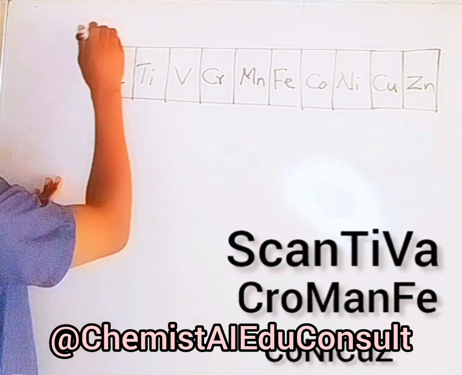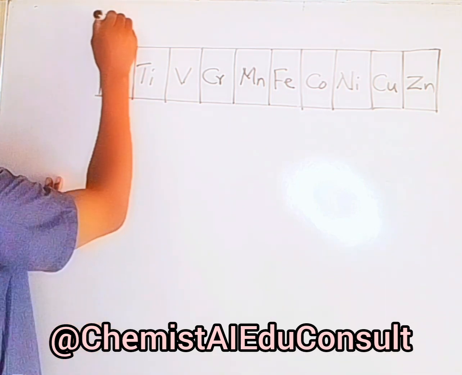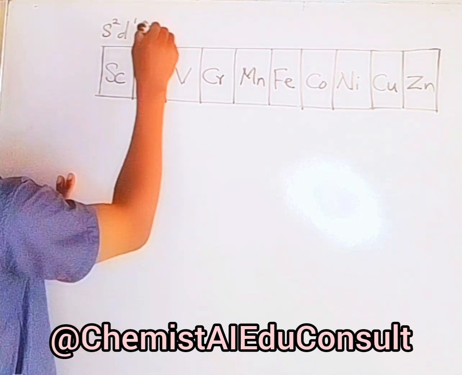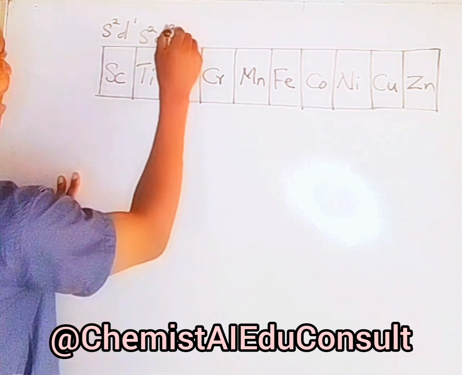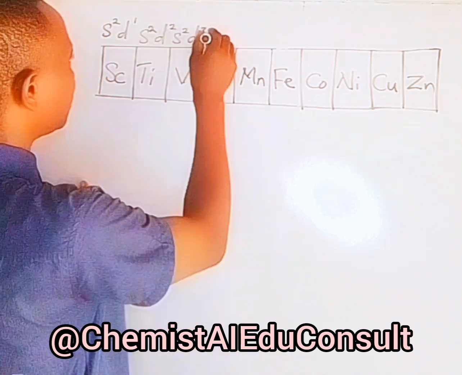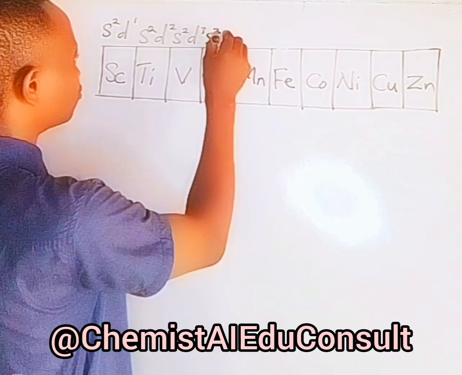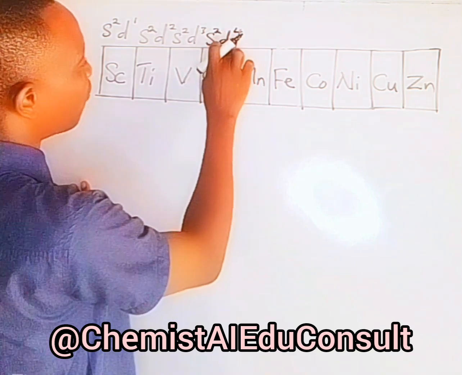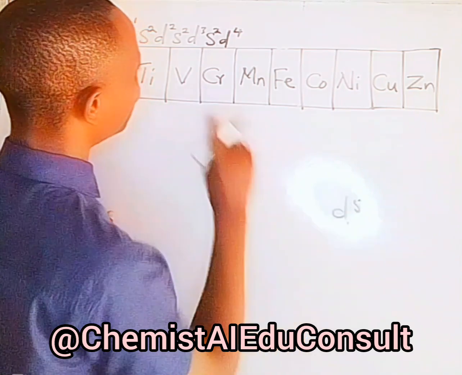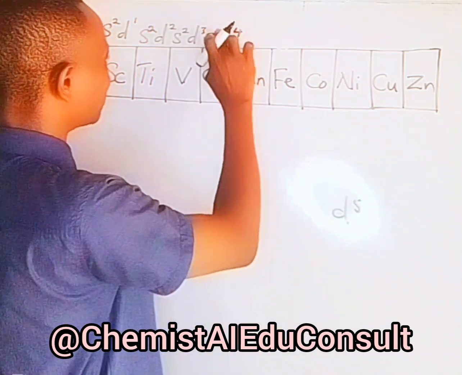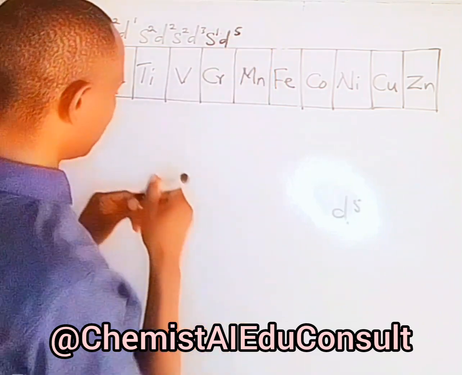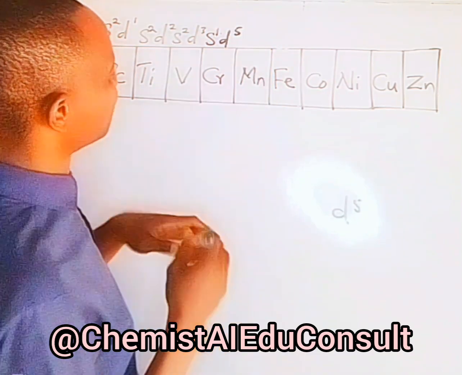Scandium has the configuration s2d1. Titanium, s2d2. Vanadium, s2d3. Chromium, instead of writing s2d4, 4 is close to half filled, which is d5, which is highly stable. You have to borrow one from the s orbital and add it to the 4 to make it 5. So the configuration of chromium is s1d5.